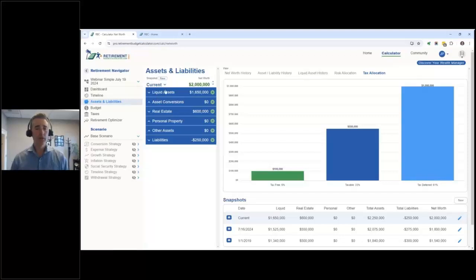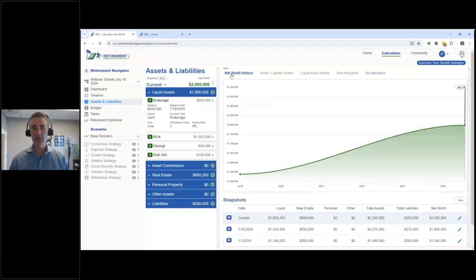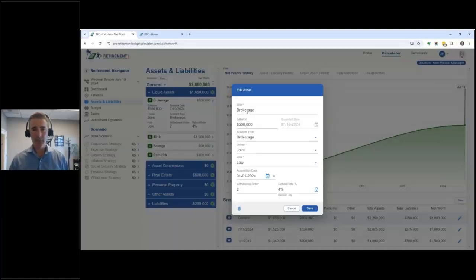Then we come down to the liquid investments. And this is where you really can get a clear picture of your net worth, your assets and your liabilities. So you're going to enter things like, in this case, they've got a brokerage account, it's $500,000. It's joint ownership, it's low risk.